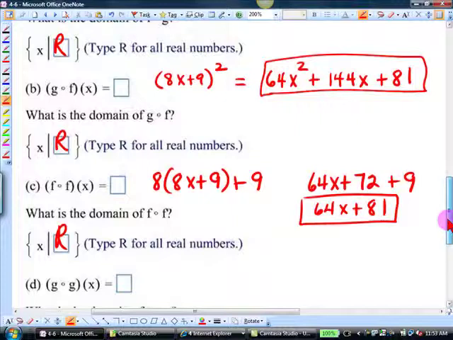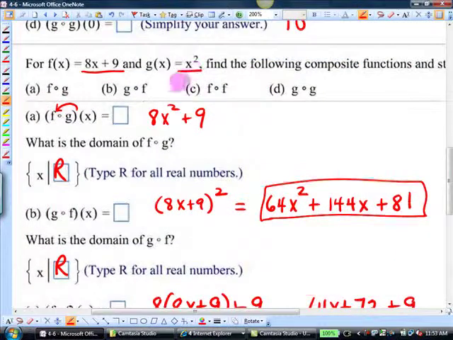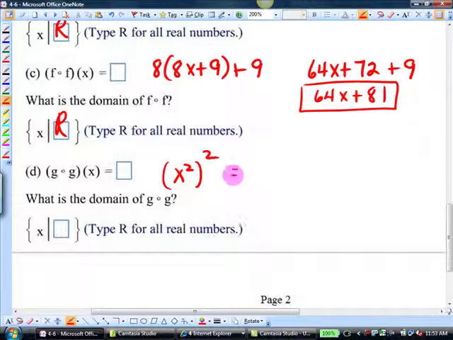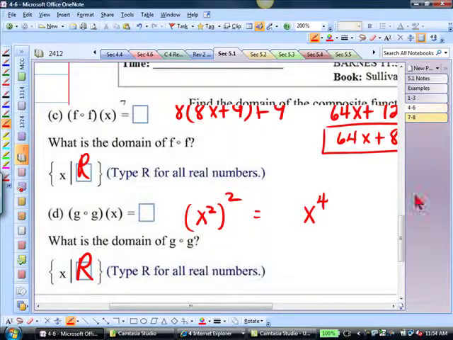And what is g of g? That means put x squared back in here. So we're going to have x squared squared. Still polynomial. So the domain, all reals. So those were pretty easy, but just making you manipulate equations and work through that. All right. Questions on that one? Okay. Now we've got one that is going to have some restrictions, number 7 and number 8.